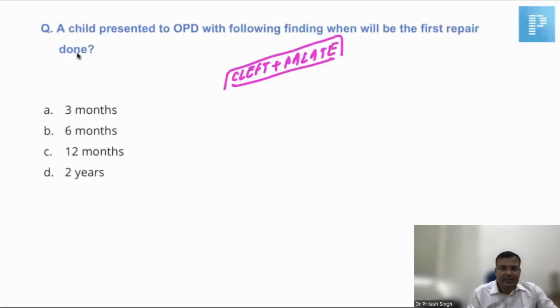So let me tell you the logic, guys. If there is only cleft lip, the repair can be done at 6 months. If there is cleft of lip with soft palate, it can be done a bit earlier, at 4 to 5 months.